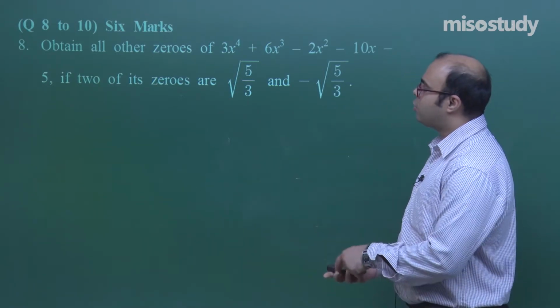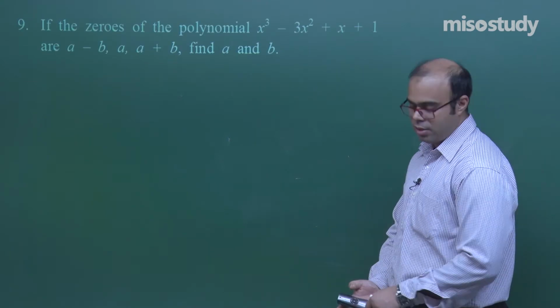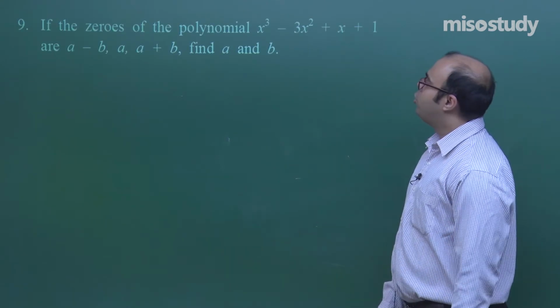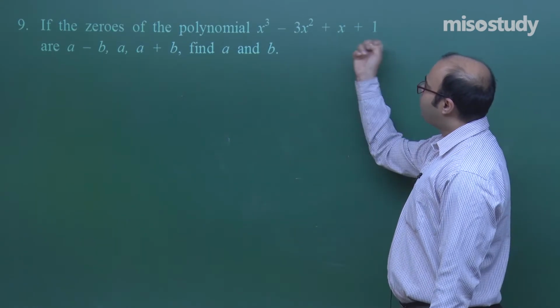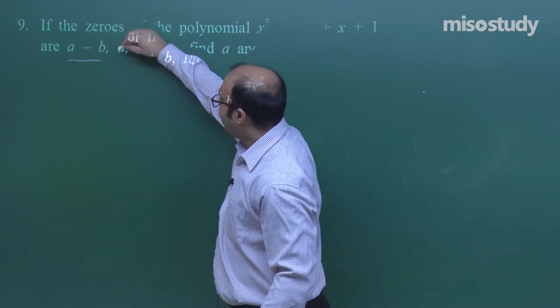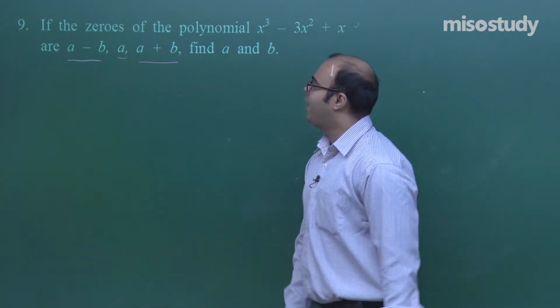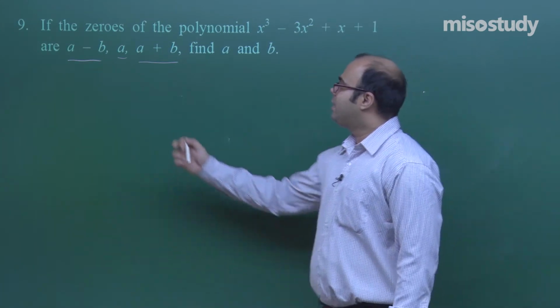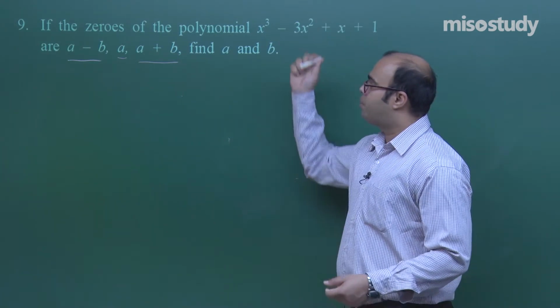Let us see the next question, 6 marks question, 9th question. If the zeros of the polynomial x cube minus 3x square plus x plus 1 are a minus b, a, a plus b, find a and b. So they are saying that these are the zeros of the cubic polynomial.